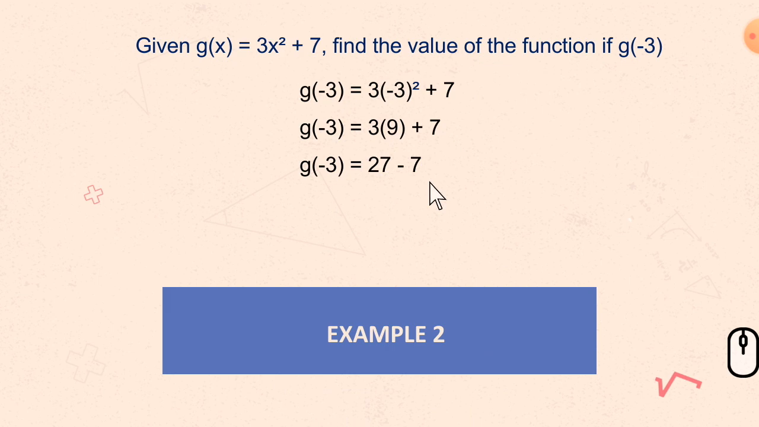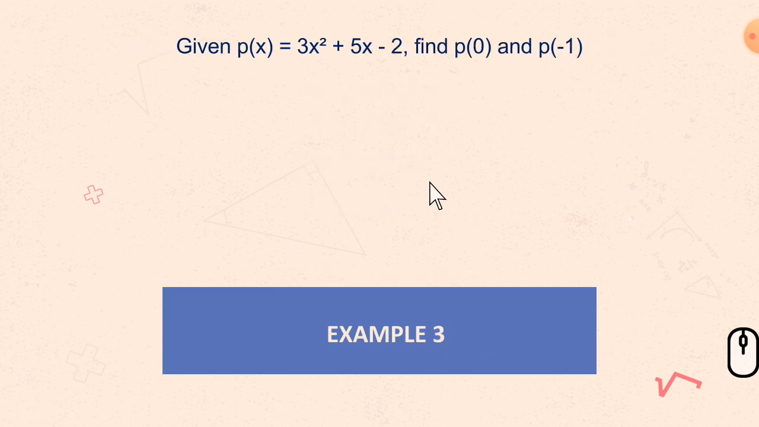And then 3 times 9 is 27 minus 7. I mean plus dapat yun, sorry. 27 plus 7. So the answer is G of negative 3 is equal to 34. So 34 yan guys ha, kasi dapat plus yun. Sorry, nagkamali ako. So the answer is G of negative 3 is equal to 34.